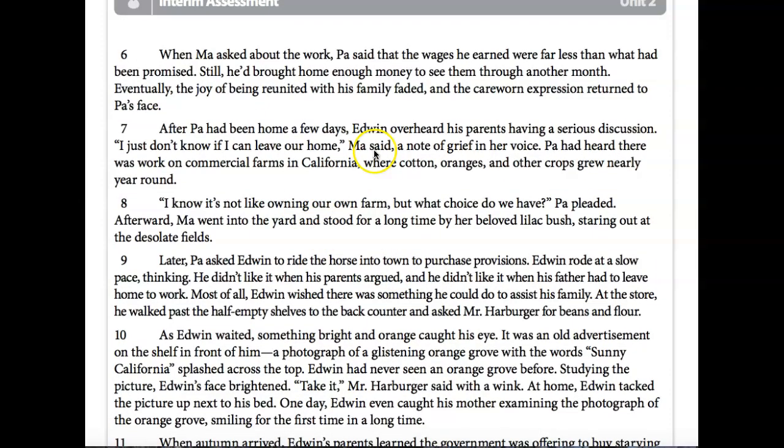And so you can see the words as I read them. When Ma asked about the work, Pa said that the wages he earned were far less than what had been promised. Still, he'd brought home enough money to see them through another month. Eventually, the joy of being reunited with his family faded, and the careworn expression returned to Pa's face. So he is under a lot of stress and a lot of worry for his family.